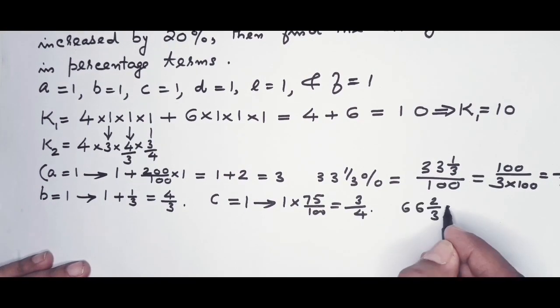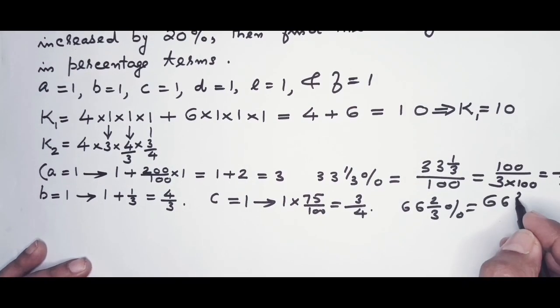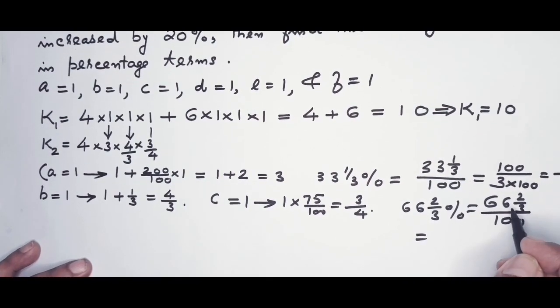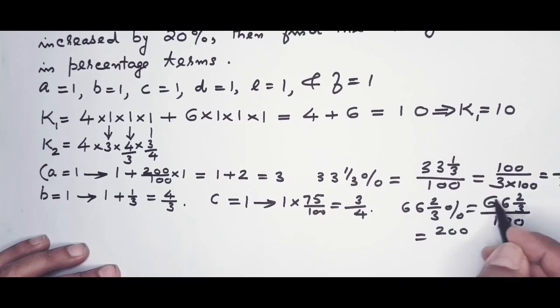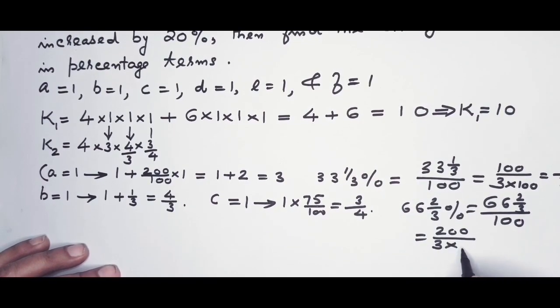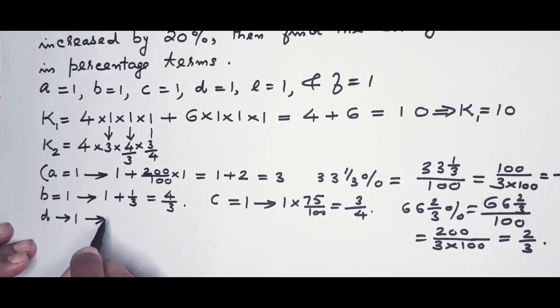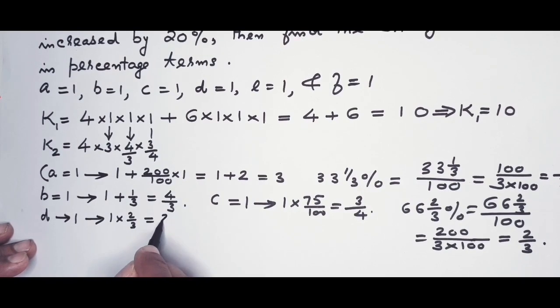The 66 2 by 3% is nothing but 66 2 by 3 divided by 100. When you convert 66 2 by 3 into a normal fraction, you get 200 divided by 3, and then there is this 100. On simplifying, you will get 2 divided by 3. So what do you observe? 66 2 by 3% is nothing but 2/3. D was 1 originally. Now decreased to 66 2 by 3% means 1 is decreased to 2/3 of 1, which is just 1 multiplied by 2 over 3, and that is 2 over 3.